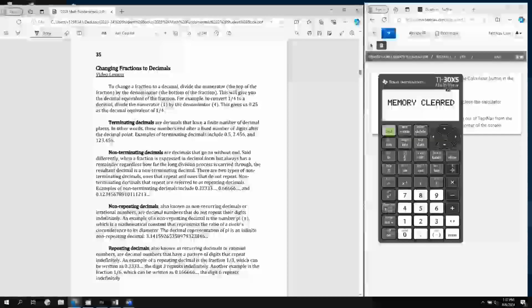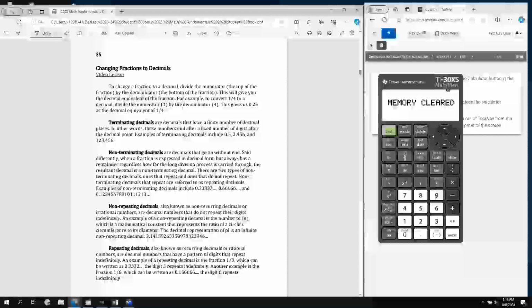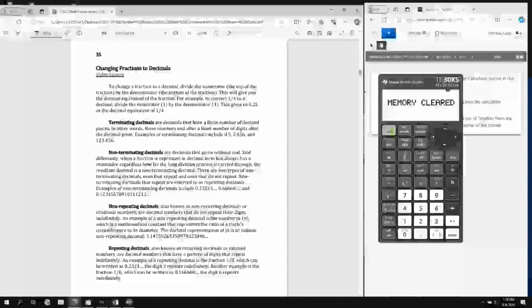The next lesson is changing fractions to decimals. So what we're going to do is show fractions as decimals. This means that we're going to be doing some division. We're going to be dividing. I have my calculator right here out so we can see these answers together.